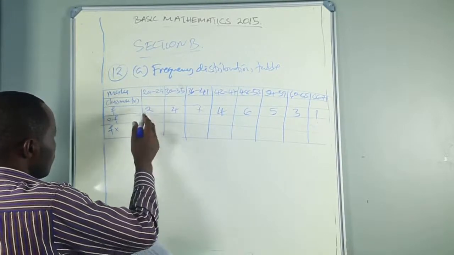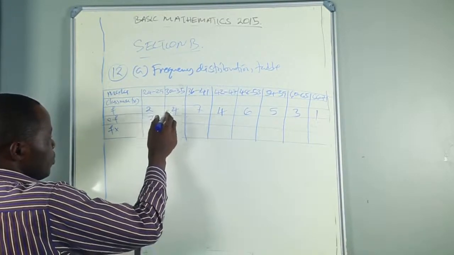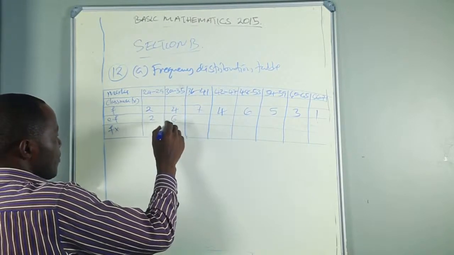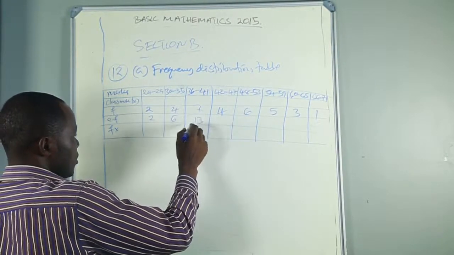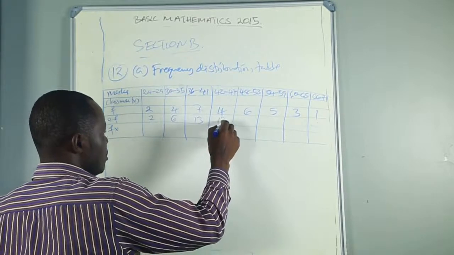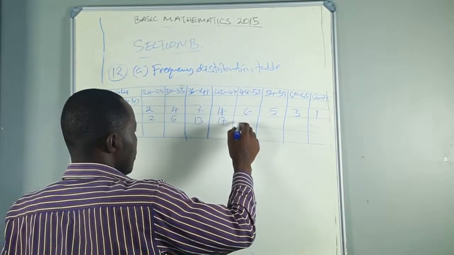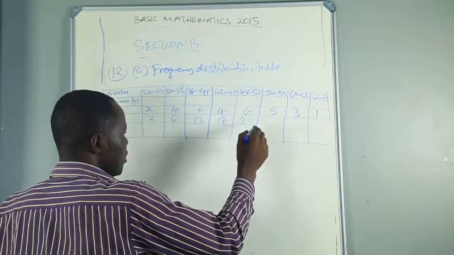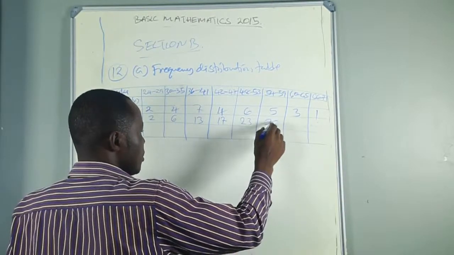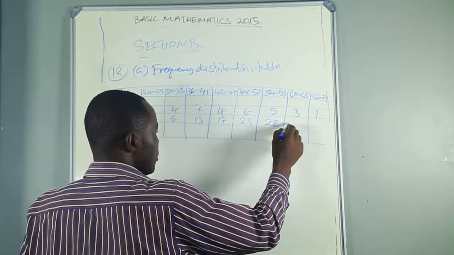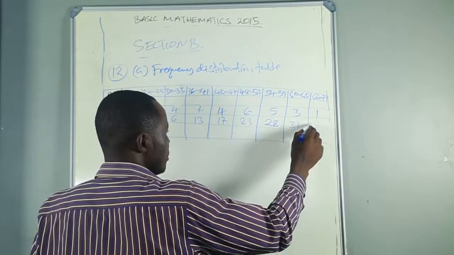Then cumulative frequency, this is 2. We add 2 plus 4, 6. 6 plus 7, 13. 13 plus 4, 17. 17 plus 6, 23. 23 plus 5, 28. 28 plus 3, 31. 31 plus 1, it is 32.